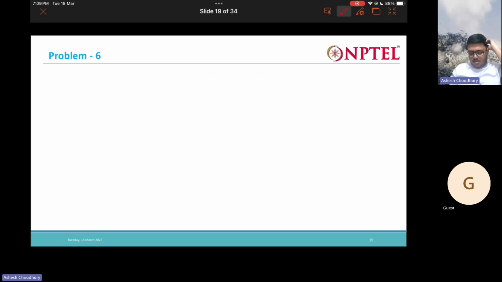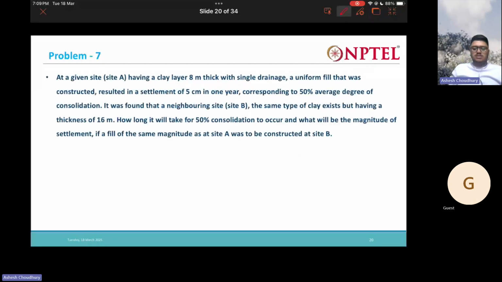It's also similar. This one also you can try by yourself once. At a given site having a clay layer 8 meter thick with single drainage, okay, remember the single drainage, a uniform fill that was constructed resulted in a settlement of 5 centimeters in 1 year, corresponding to 50% average degree of consolidation. So 5 centimeter settlement, which is nothing but 50% of the total settlement.